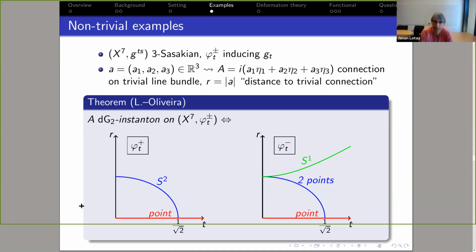Whereas for phi t minus, instead of having just an S2 born, we have an S1 and 2 isolated points that are born, and there's a bifurcation: the S1 that lives forever, and these 2 points, which follow exactly the same path as the S2 did in the other case, and then die at that same time, 1/√2.